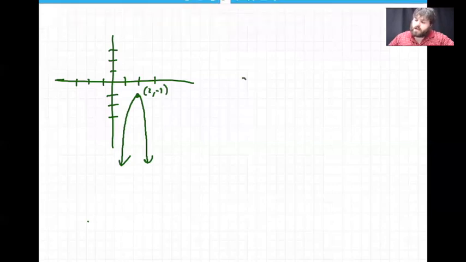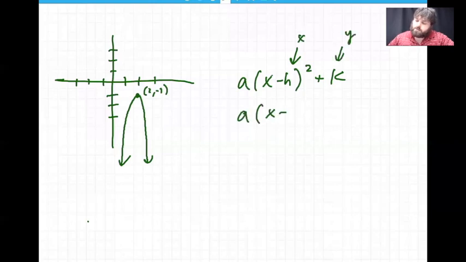So first off, vertex form is a times x minus h squared plus k, right? h is the x coordinate and k is the y coordinate. Well, what's the x coordinate? x minus 2 squared plus a -1. So remember, because it's a plus a -1, I'm actually just going to write -1.